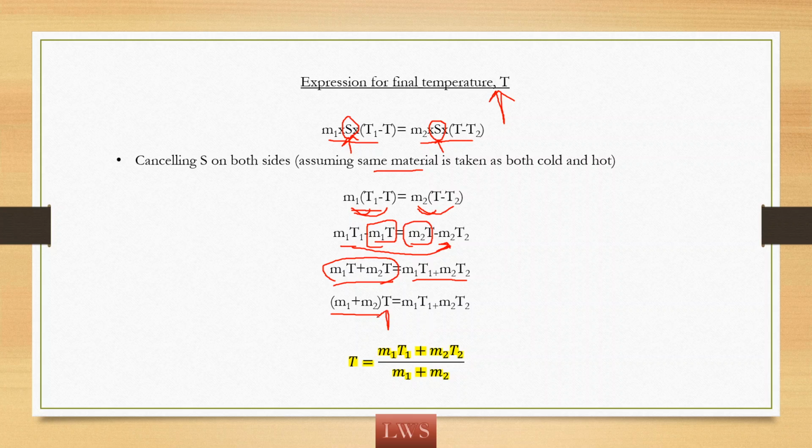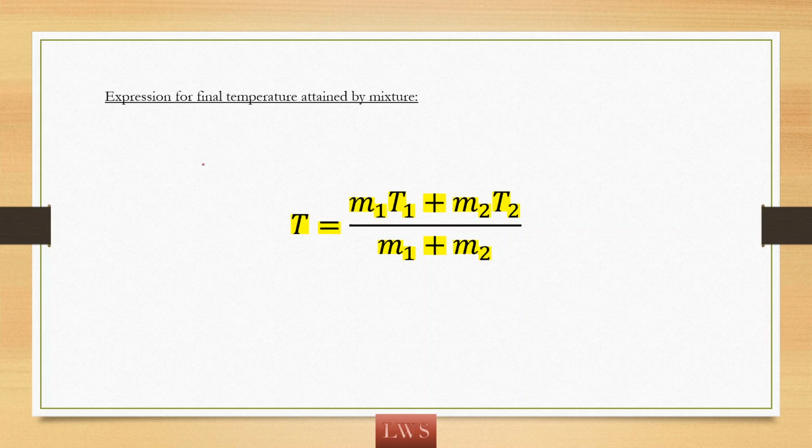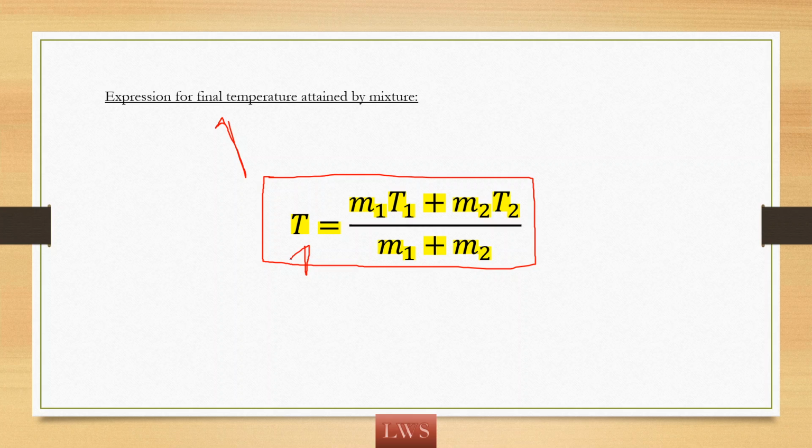So our aim is to calculate the final temperature, capital T. So if we bring M1 plus M2 to this side, we get capital T equals M1 T1 plus M2 T2 over M1 plus M2. So this is the expression for the final temperature. So what is the expression for final temperature? Guys, you need to memorize this expression. Capital T, the final temperature, equals M1 T1 plus M2 T2 by M1 plus M2.